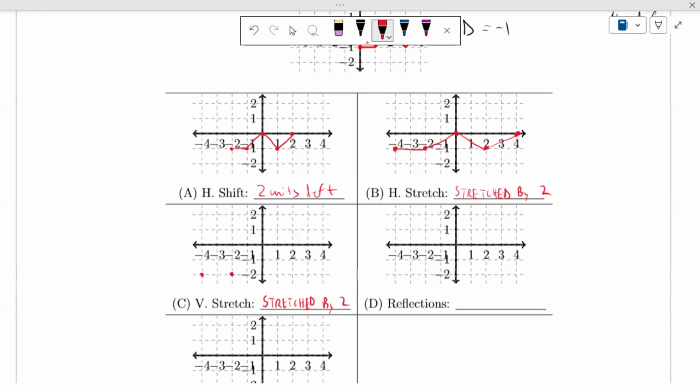Okay. Right here we had a y value of 0, so that times 2 is still 0. Here we had a y value of -1, so that's going to get multiplied by 2. And then here we had a y value of 0, so that's still going to be 0. Okay, so all of our y values have been multiplied by 2.